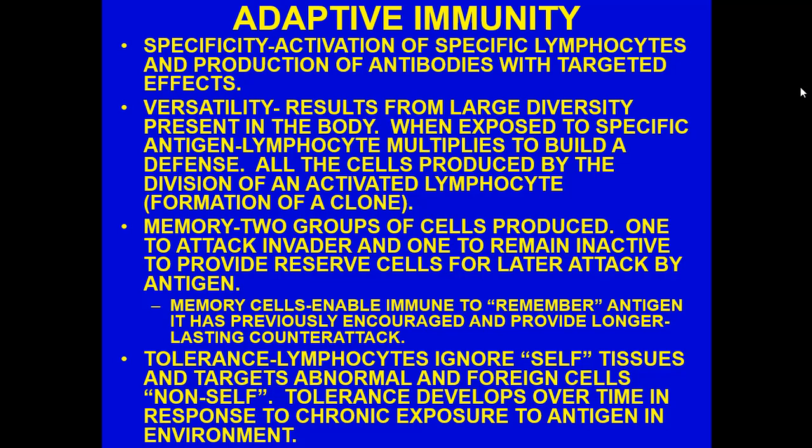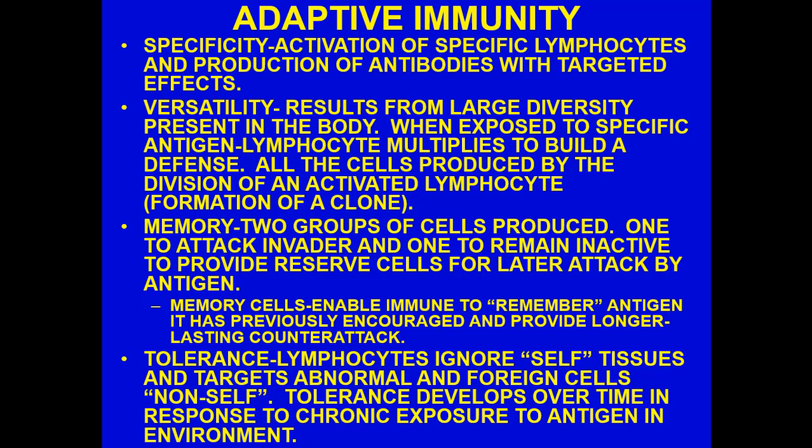Memory. You always have two groups of cells produced, one to attack the invader and one to remain inactive to provide reserve cells for later attack by the antigen. Remember, I said this earlier, you have memory cells that are produced for B cells and memory for T cells. Memory cells enable the immune system to remember the antigen it has previously encountered and will provide a longer lasting counterattack.